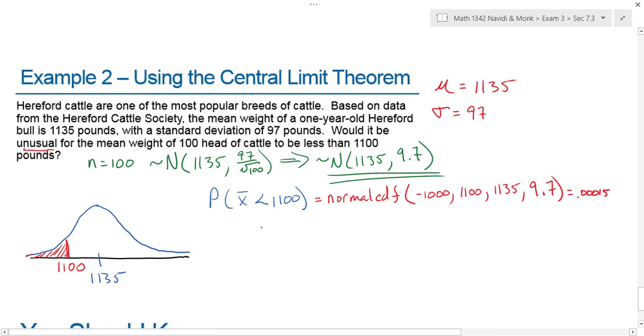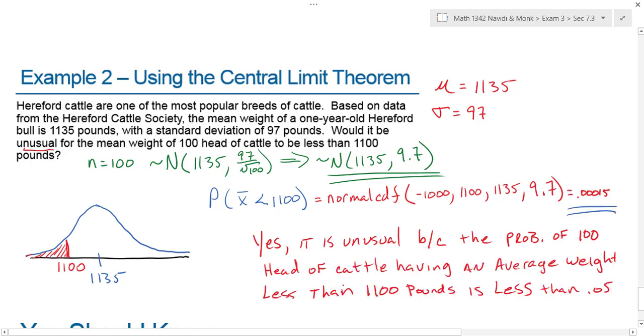Now the question was, is it unusual to have an average weight of 1,100 pounds for 100 head of cattle? Yes, it is unusual. It's unusual because the probability of 100 head of cattle having an average weight less than 1,100 pounds is less than 0.05. This is what we got for the probability of 100 head of cattle having an average weight less than 1,100 pounds. And it's unusual because that probability is less than 0.05. 0.05 is what we use for our cutoff separating usual from unusual.